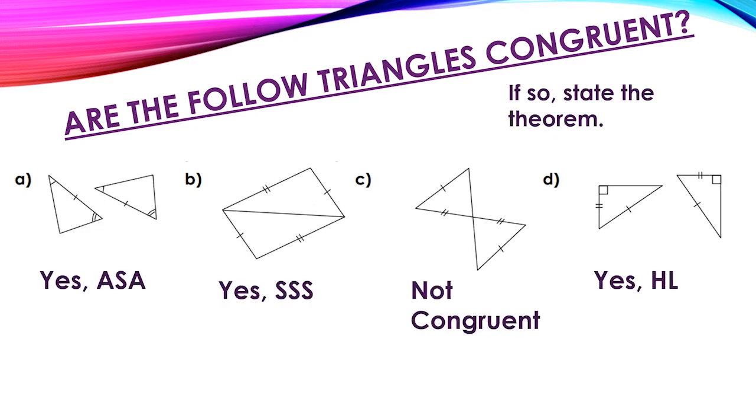All right, so hopefully you got these correct. So the first two pairs of triangles are congruent. We have angle, side, angle. All right, and then side, side, side. Third set is not congruent because although we have two pair of congruent sides, we have these angles here and they are vertical angles. However, there is no side side angle theorem, so these two triangles will not be congruent. And of course, the last one is hypotenuse leg. So hopefully you got those correct.